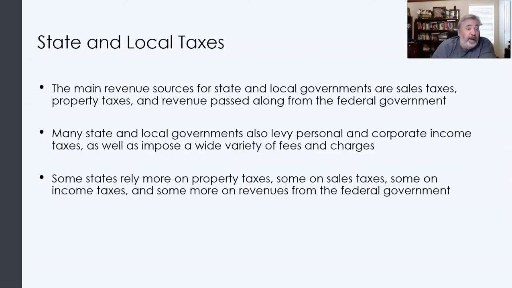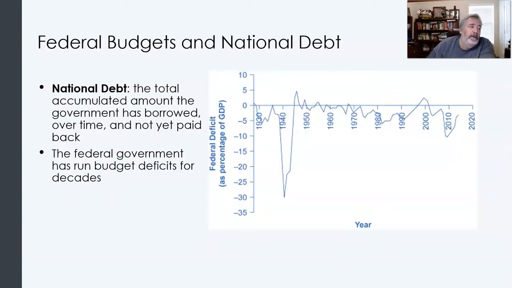Some states like us rely more on property taxes, some on sales tax, some on income taxes. Some rely on revenue from the federal government. National debt, as you can see, this is a huge problem. As a percentage of GDP. This now, because of the pandemic and other spending, this is from the financial crisis. This is from World War II. Right? We were much more in debt, but we did get out of it.